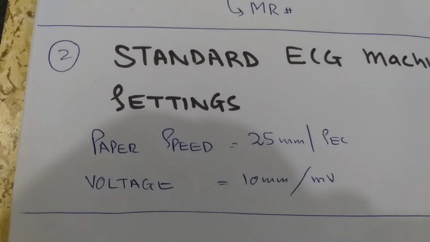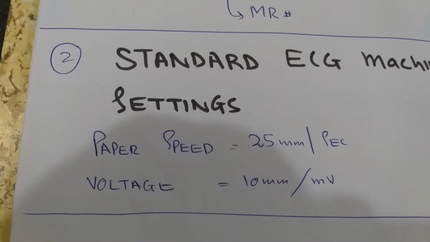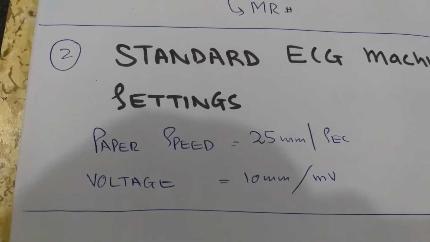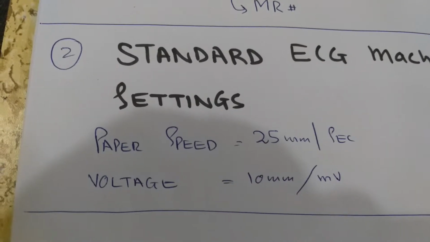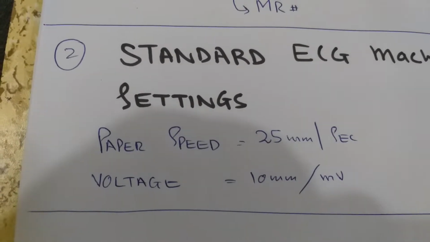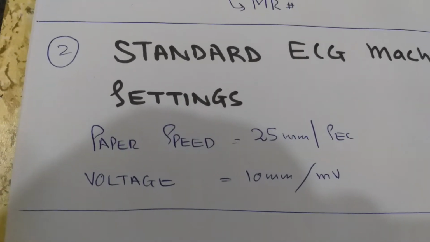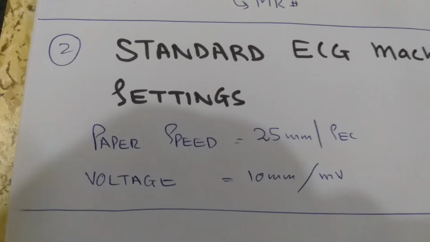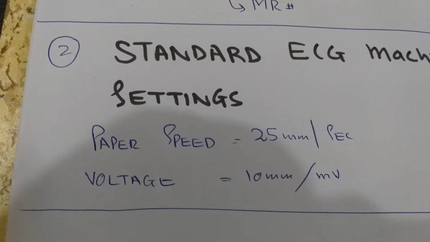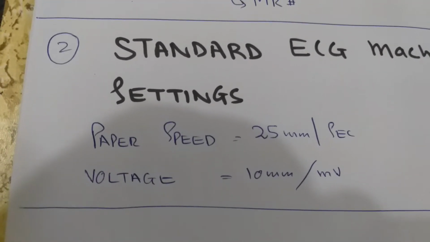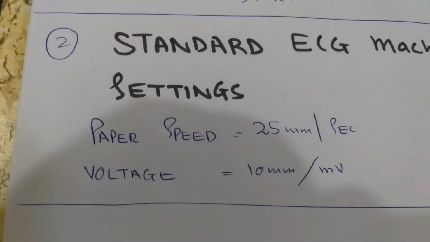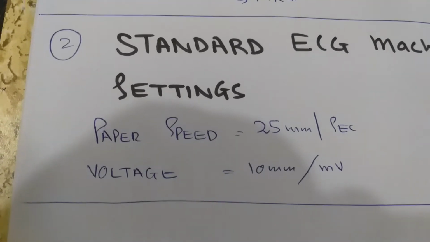There is a huge significance of knowing what this is, what the other options can be, where we can apply the other options, and why we need to have this standard speed of 25 millimeter per second. And obviously it demands a lot of interpretation, which can be covered in another video. But from a starter point of view, it is very important to look at the standard speed of the ECG paper, which should always be 25 millimeter per second.